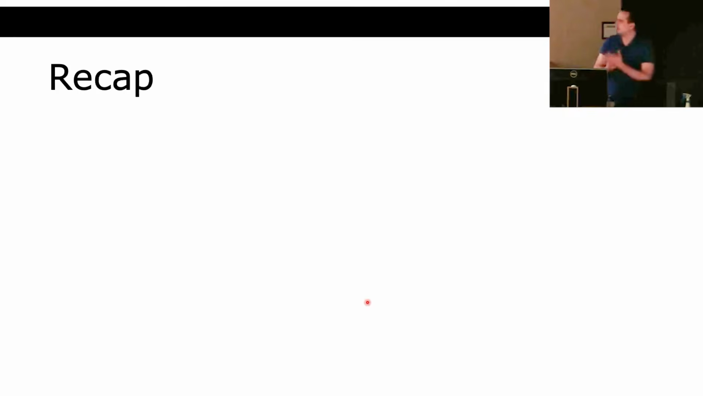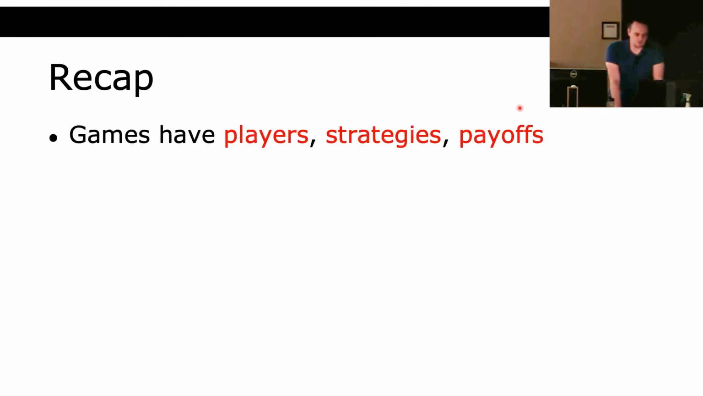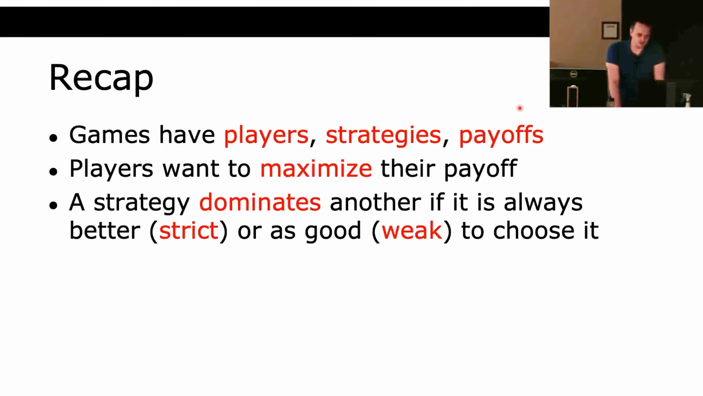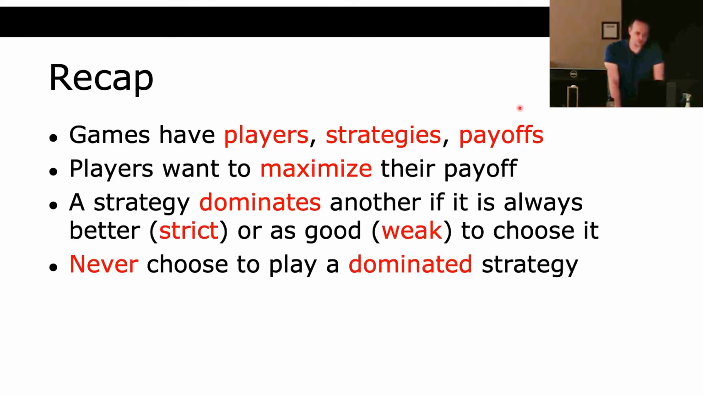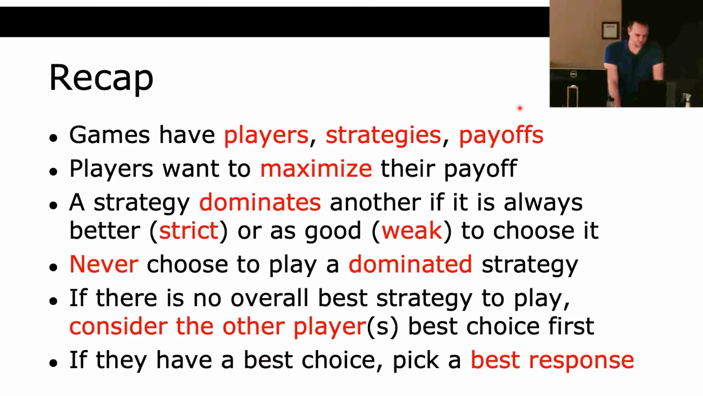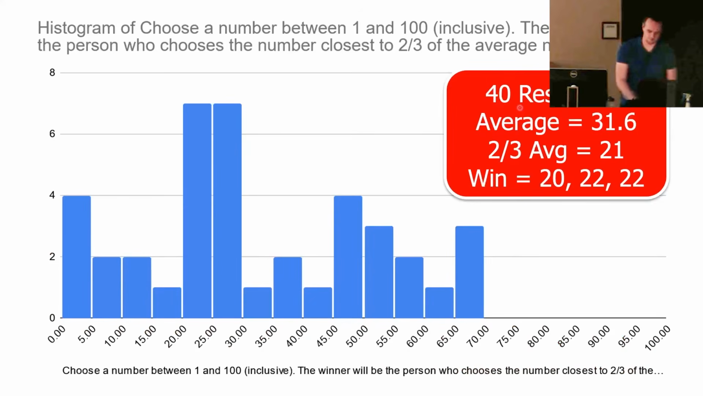Okay, so quick recap, because that's a lot of information. Games have player strategies and payoffs. We want to maximize our payoff. A strategy dominates another one if it's always better, strictly, or as good, weakly dominated, to choose it. Never choose a dominated strategy. And if there is no overall best strategy to play, consider the other player's best choices first. And if they do have a best choice, pick a best response to that best choice. Okay, so that's what game theory tells us so far.